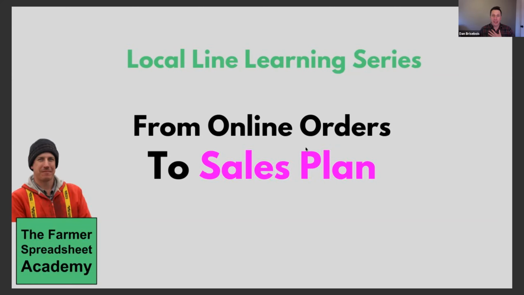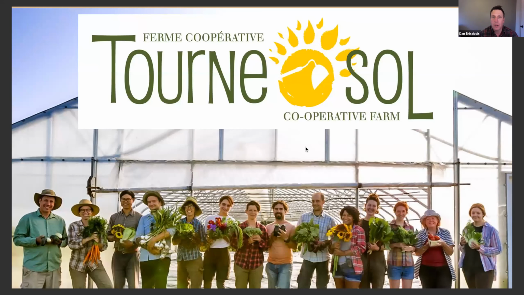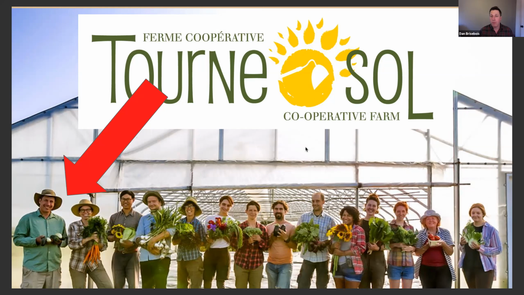So I'm going to start off by introducing myself and then talking a bit about the session, and then we're going to jump in. I'm Dan Brisebois, and I'm one of the farmers at Tournesol Cooperative Farm. I'm on the far left here. We started in 2004 with 5 co-op members who met studying agriculture at McGill University. Then we had worked for different farmers, and then we wanted to start our own farm, and we launched together. Since 2004, we've grown to 7 co-op members, and it's about 18 or 19 staff that work on the farm, including the co-op members. So we're a big crew.